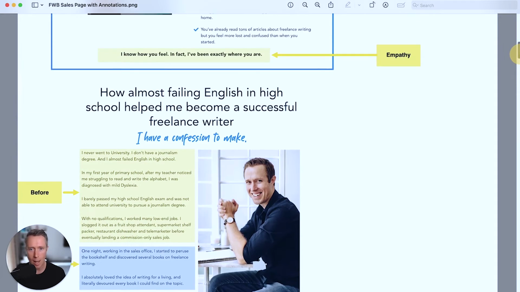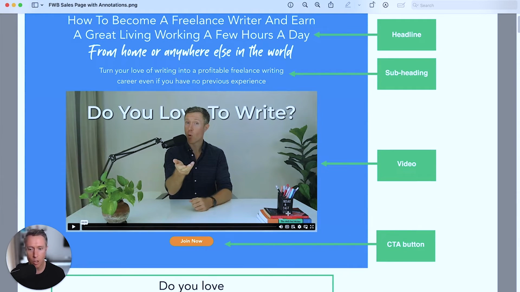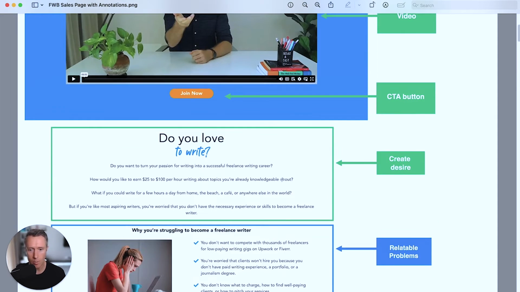All right, so let's get back to empathy. By this stage, we've gotten their attention in the above the fold area with a headline, a subheadline, a video, and a call to action button. If they've watched the video, they're now enrolled in the page. They're engaged. They're going to continue reading, or scrolling.